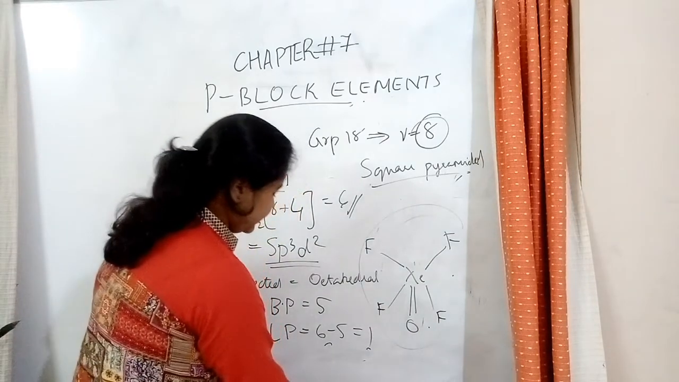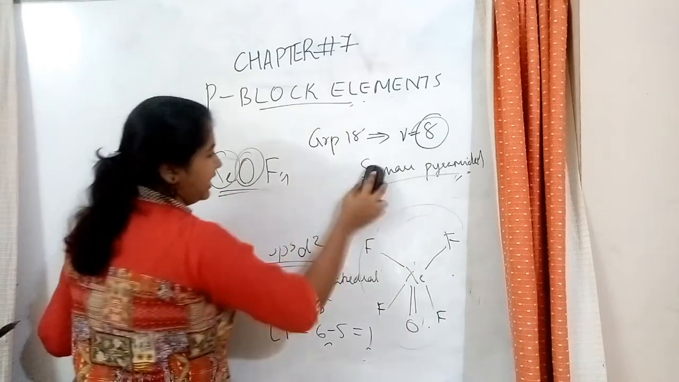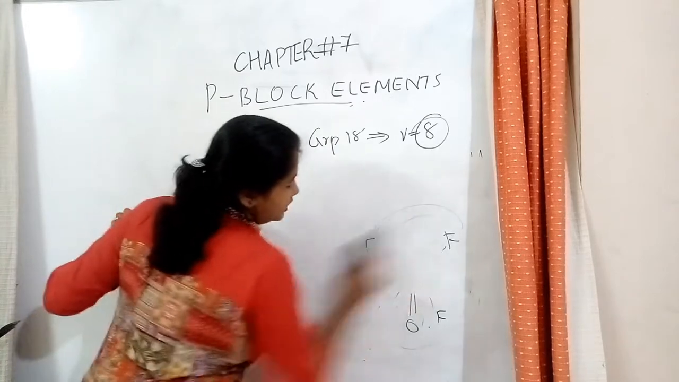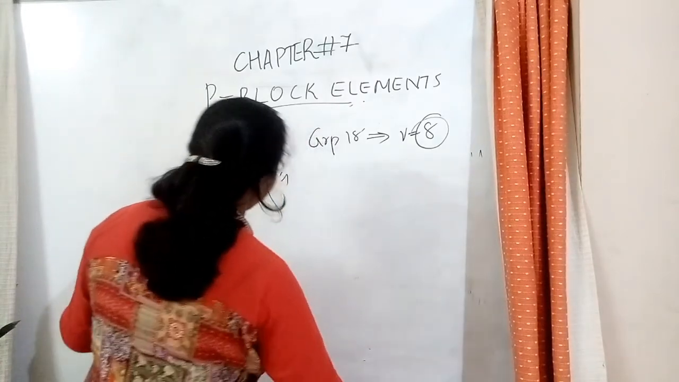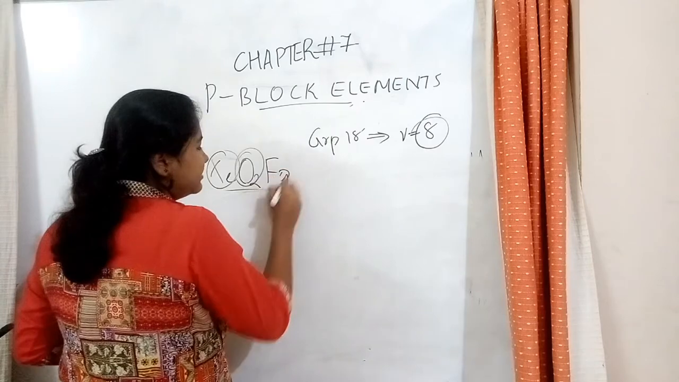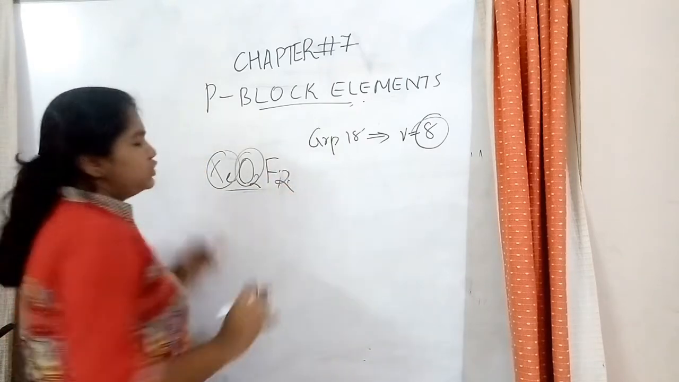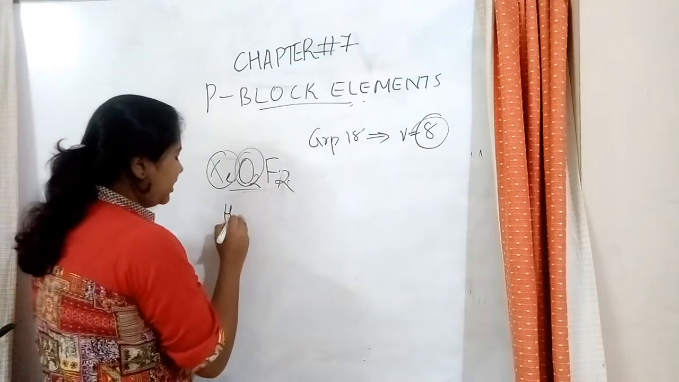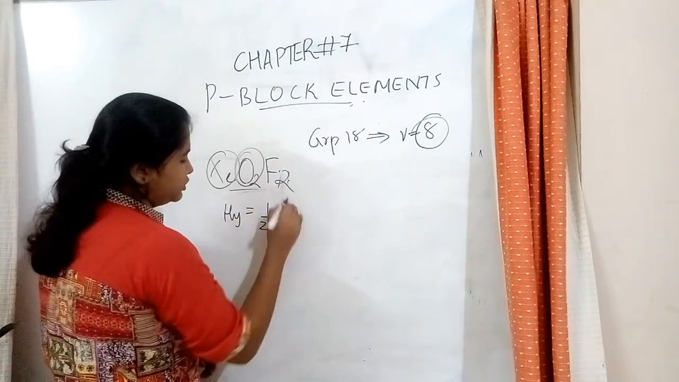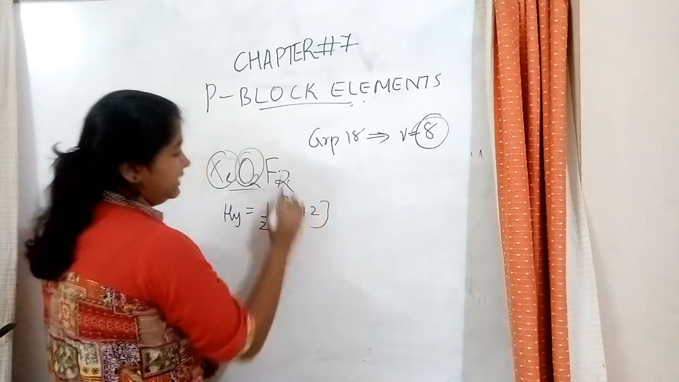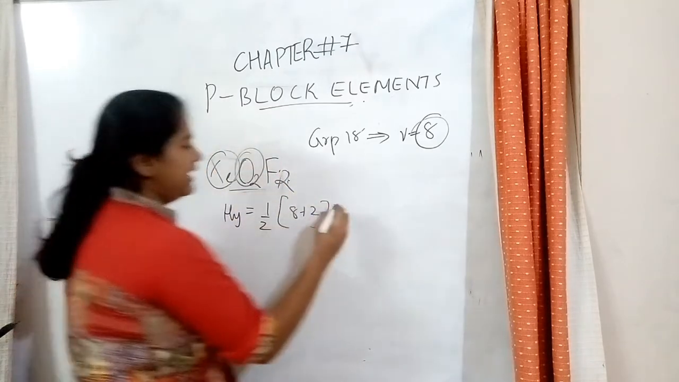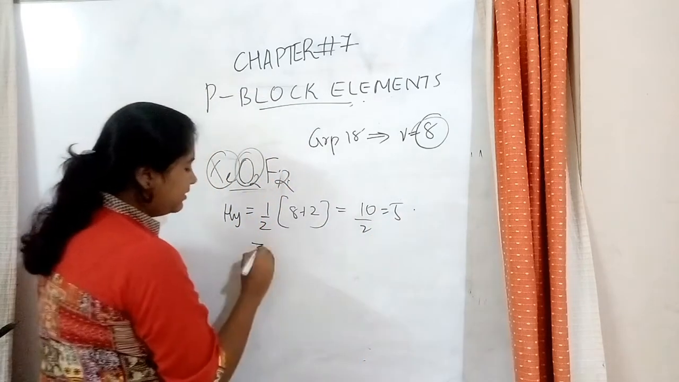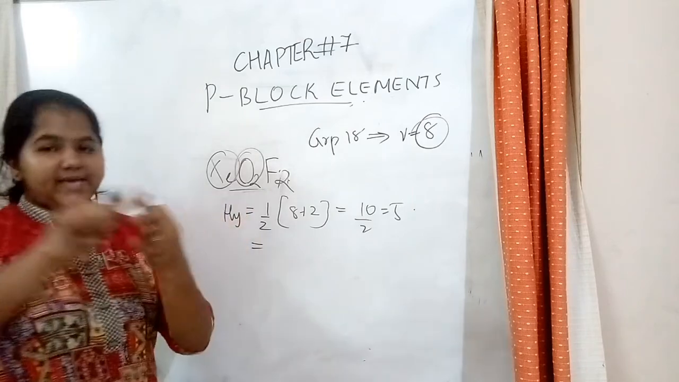That is xenon oxyfluoride. And next one is another xenon oxyfluoride, that is XeO2F2. So let's see that. There's a 2 and this 4 becomes also a 2. So this is the central atom, and let's see the hybridized state. So hybridized state is equal to half into 8 plus 2 only, this is not a monovalent compound, and that is 10 by 2 equal to 5. Let's see the hybridization. sp3d.